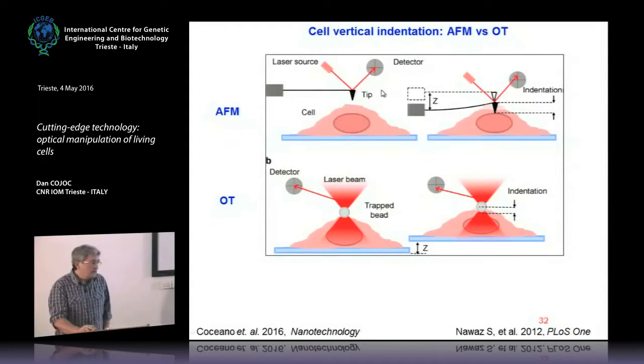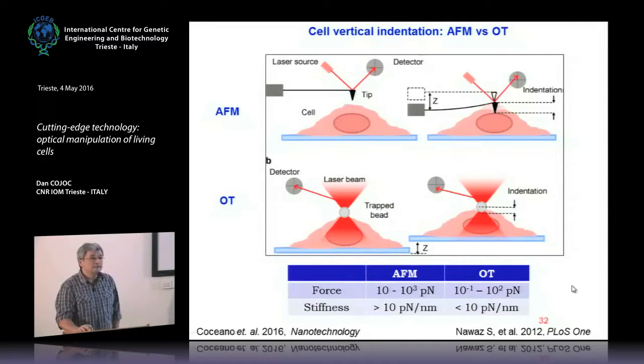So in our lab, and not only in our lab, in many other labs, there is an interest to compare the results obtained by probing living cells with AFM and with optical tweezers. Why? Because the forces and the range of forces and stiffness are very different, and the elasticity results obtained from probing are also different. And the question is, which method is better? Or maybe both are good and maybe they are complementary.